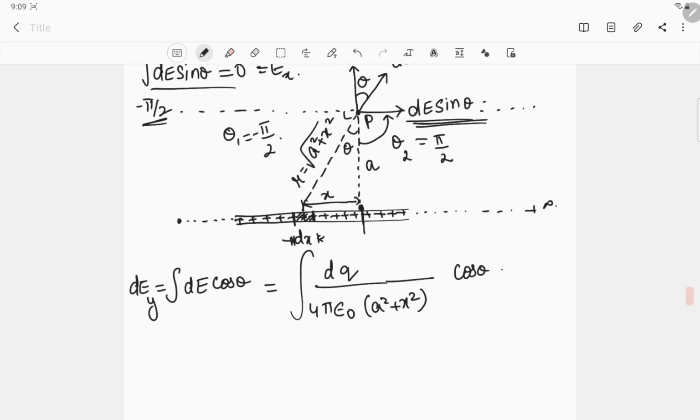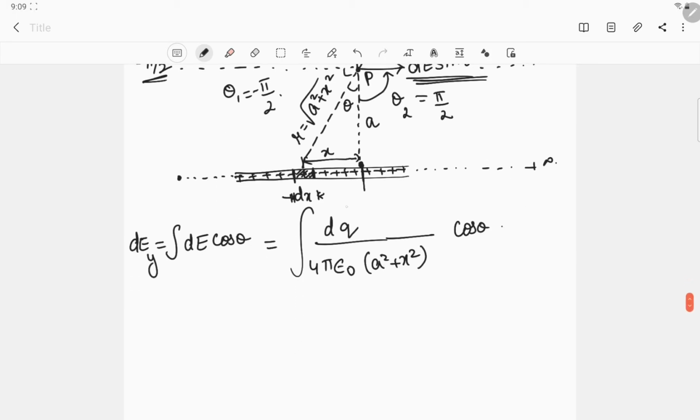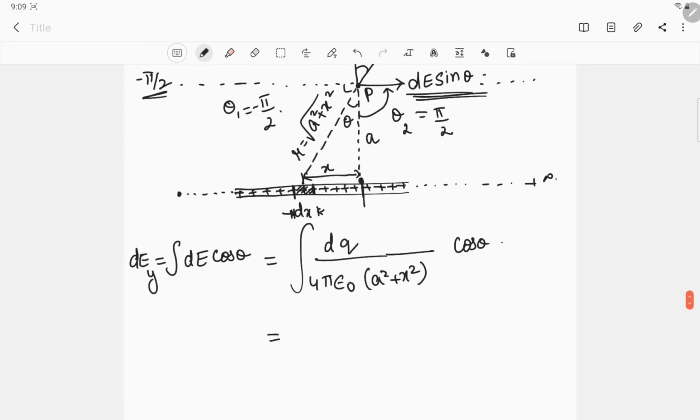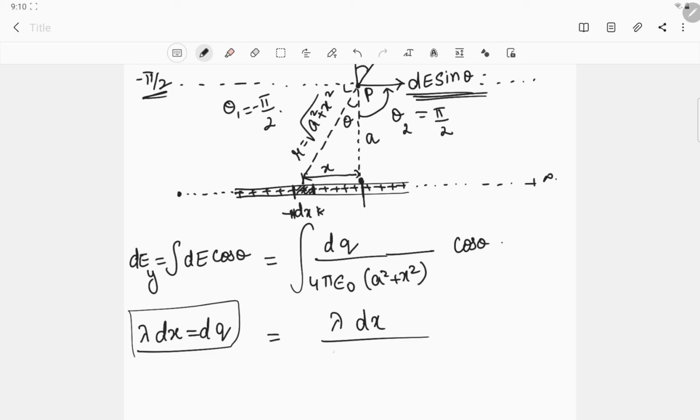So actually I will not write it here right away, because we have to write this derivative in terms of d theta. So then what is dq? Now you know that this particular linear charge of wire is having a linear charge density lambda over the length dx. So the total charge dq will be equal to lambda times dx. Okay, so when you substitute it here, you get lambda into dx divided by 4 pi epsilon naught (a square plus x square) into cos theta.